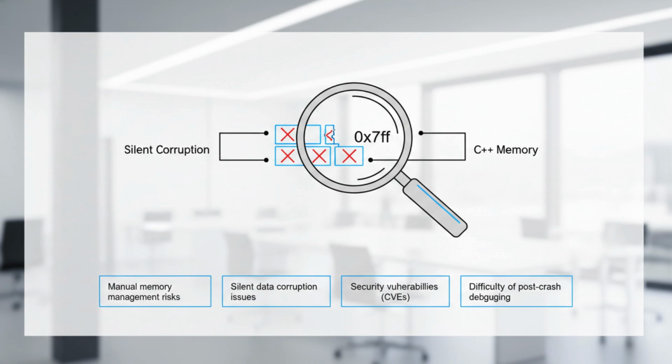In ultra-scalable systems, a single memory bug can lead to security vulnerabilities or massive system-wide failures. ASAN provides immediate feedback the moment an invalid memory access occurs, pinpointing the exact line of code responsible.